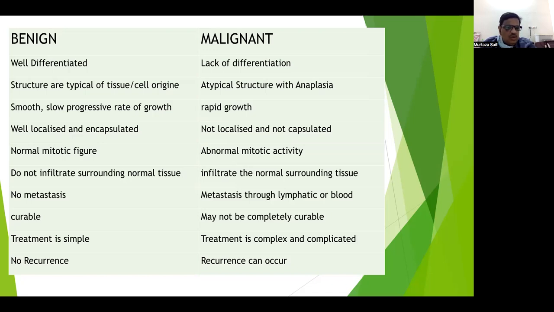In benign growth, treatment is simple, and in malignant, treatment is complex and complicated. A multidisciplinary team and multidisciplinary treatment is required. It may require surgery, hormonal therapy, chemotherapy, or radiotherapy. Benign we can excise simply. We can do surgery. In benign, no recurrence, and malignant tumor recurrence can occur.